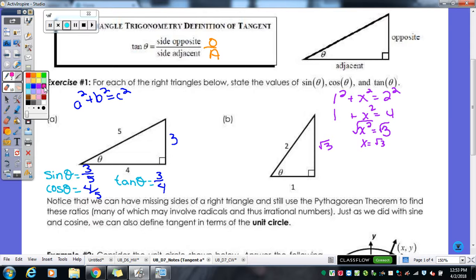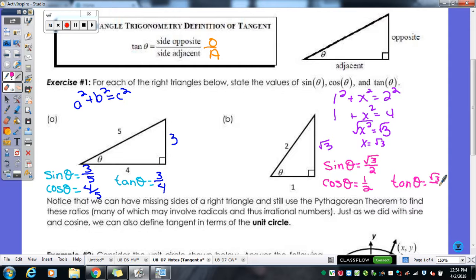Now we can find sine. Radical 3 over 2. What would our cosine be? 1 over 2. And our tangent? Radical 3 over 1, which is just radical 3. So that's the way you're used to doing it: sine, cosine, and tangent, our little SOHCAHTOA there.